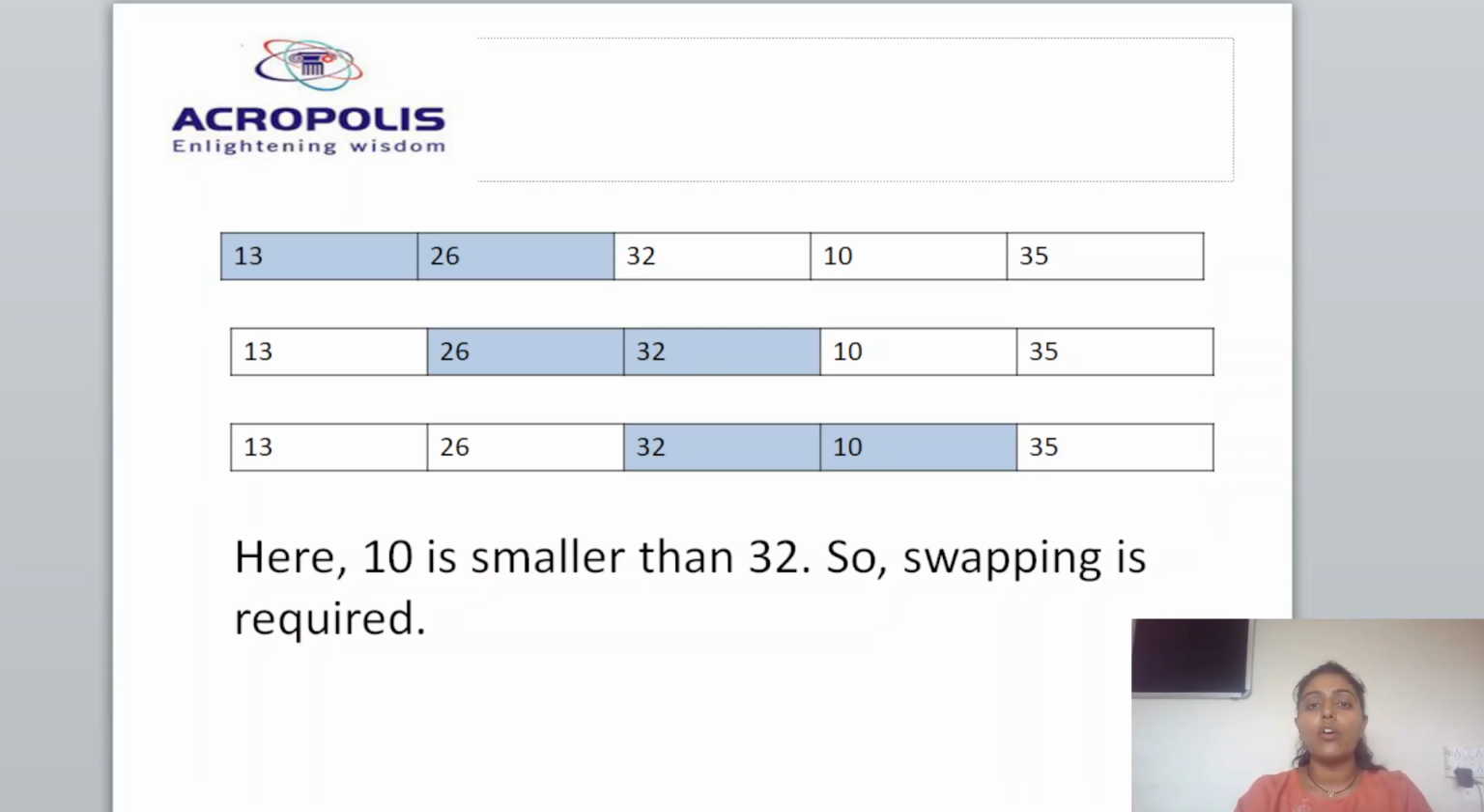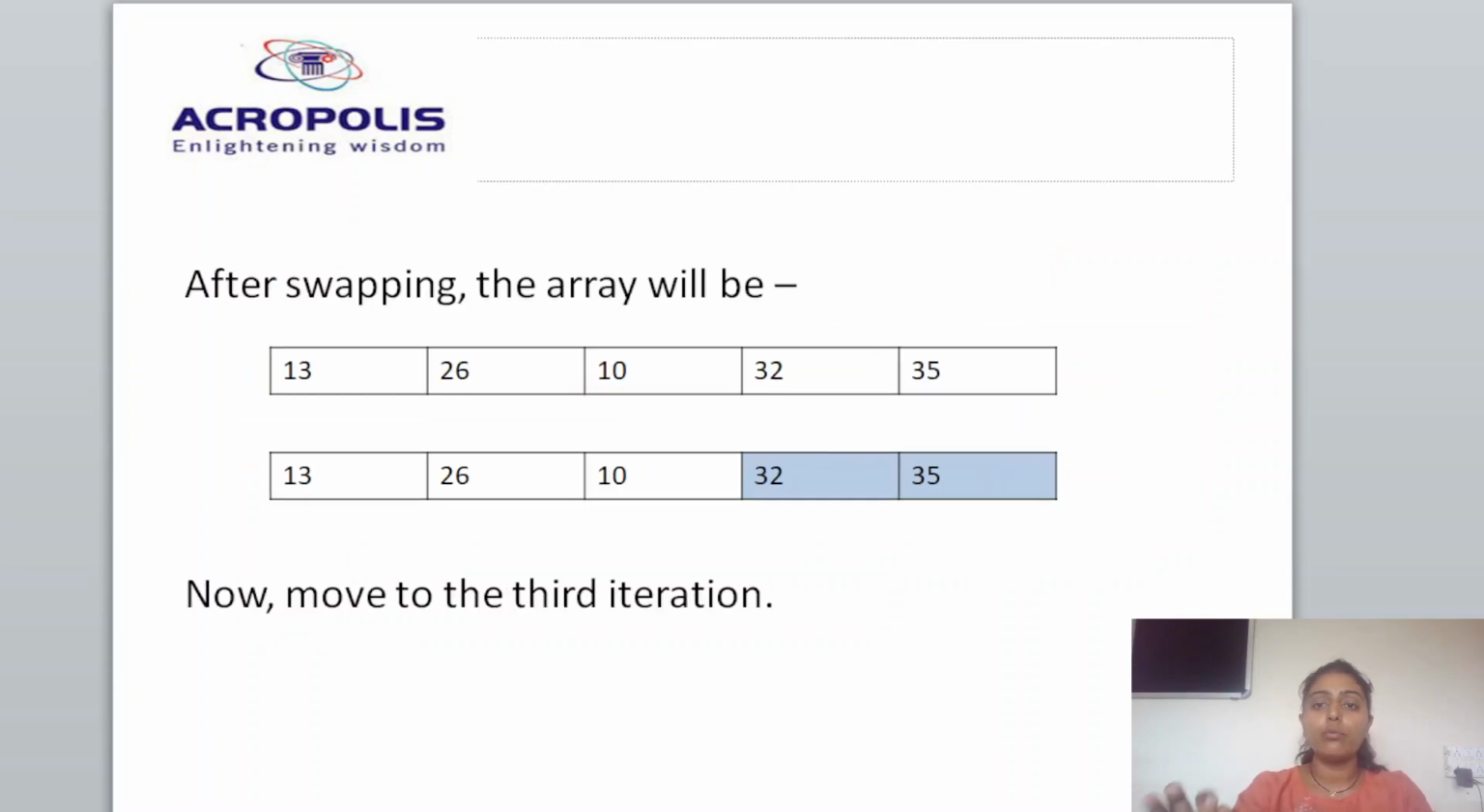We have to go to the third step. In the third step we have to compare two elements, 32 and 10. As we see, 10 is the smaller element and 32 is the bigger element. So we swap 32 with 10. We place 32 in the place of 10 and 10 in the place of 32. After the swapping, our array looks like 13, 26, 10, 32 and 35.